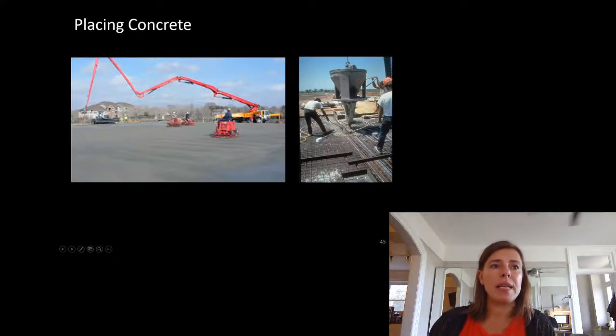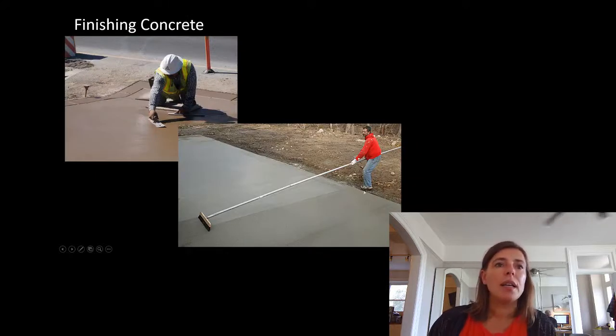These always amaze me. It doesn't even look like it is possible for this to get over here like this, but here's the concrete truck over here. Here's where the concrete's coming out. The alternative is they pour it into a big bucket, and there's a crane here that comes over and hoists it and opens it up and lets the concrete out.